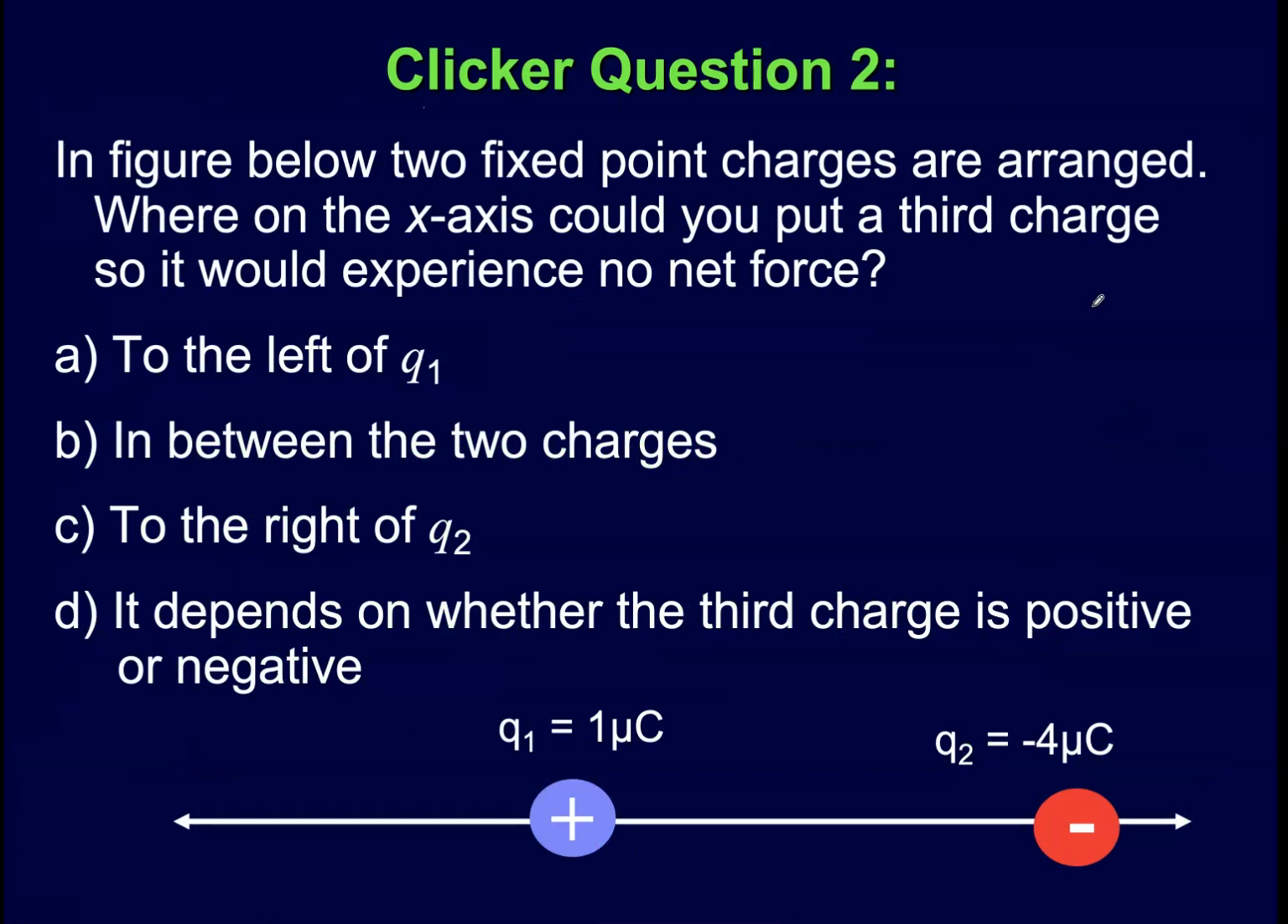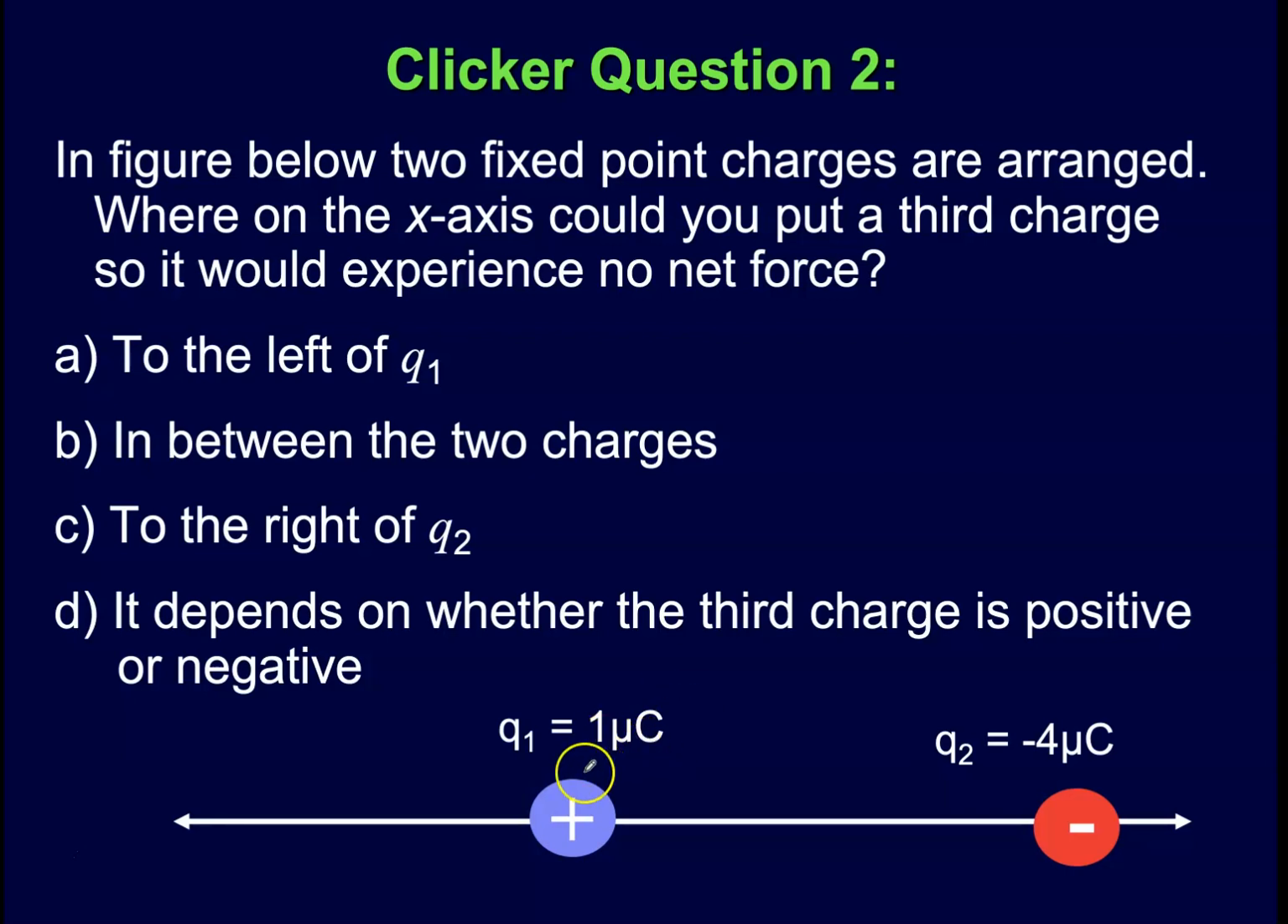All right, so I think one way to unpack this is to start with a question like this. Here is our axis. In the figure below, two fixed point charges are arranged. First of all, where on the x-axis could you put a third charge so it would experience no net force? The first part of this is to figure out in your head where this could be, and this is where you're going to have to reason.